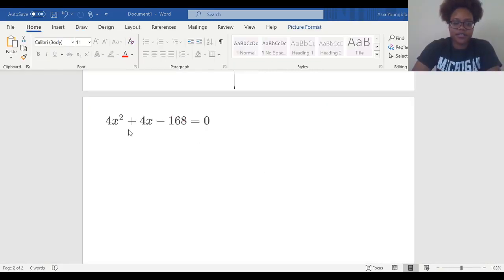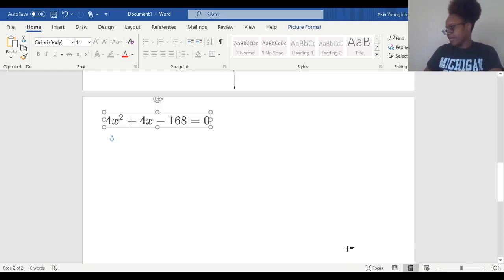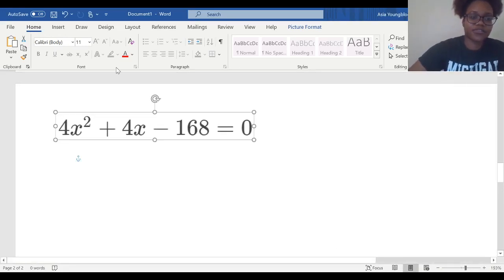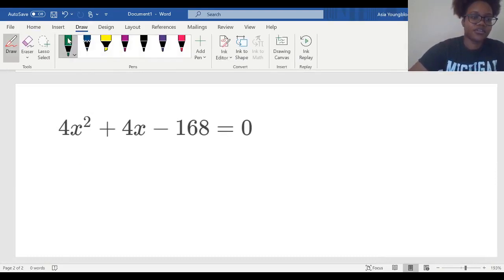The next problem is 4x squared plus 4x minus 168. Started the exact same way by factoring out the greatest common factor. So look at that smallest number in the front. Again, for right now, that's going to be our greatest common factor.